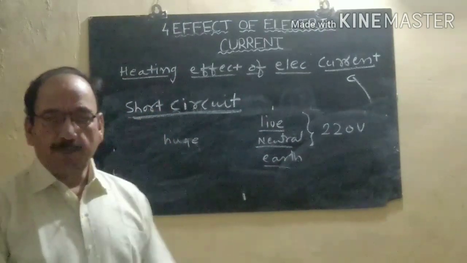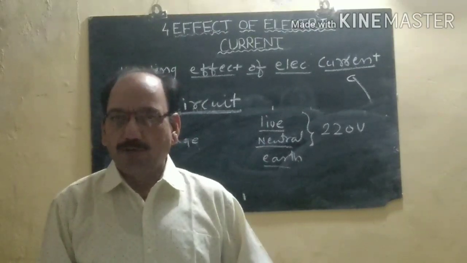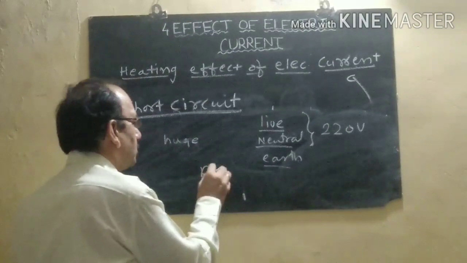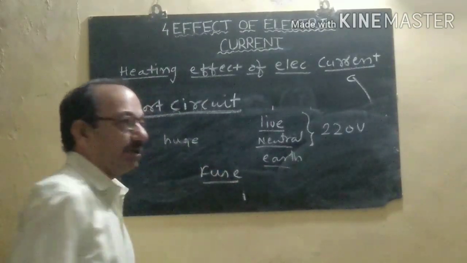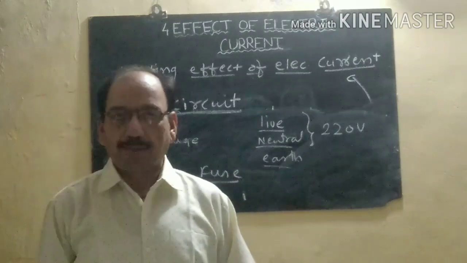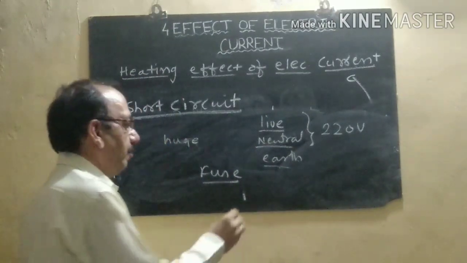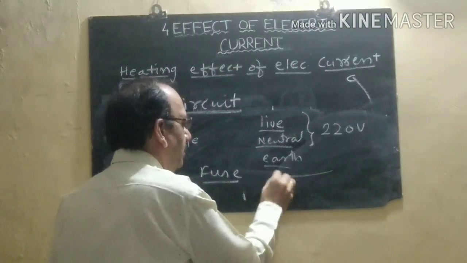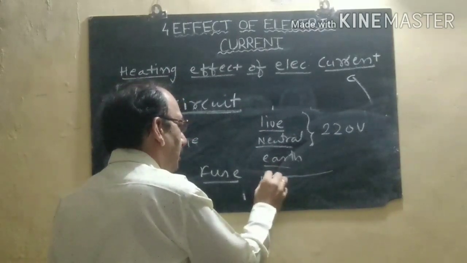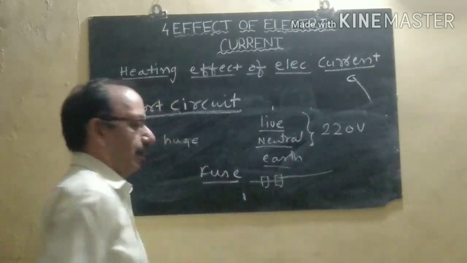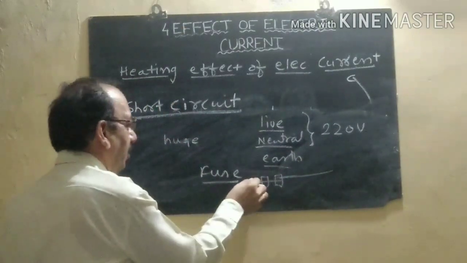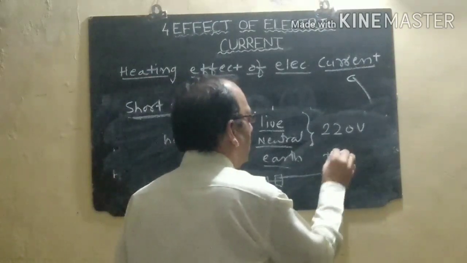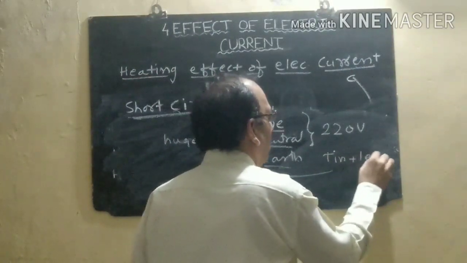But a precautionary measure is taken to prevent this accident, because a fuse is used. A fuse is a precautionary measure in an electrical circuit. When electrical current is supplied from the electrical pole to the meter, before that it passes through the fuse wire, and the fuse wire is always connected in series. Fuse wire is made from tin and lead. It is an alloy.